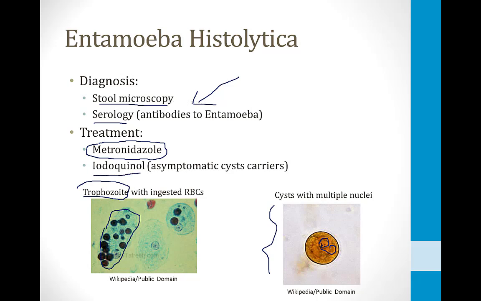This is called a luminal agent because it stays in the GI lumen and it will eliminate the cysts. So this can be given to people after they've cleared their infection. You can also give it to people who are asymptomatic cyst carriers. It will get rid of those cysts in the GI lumen.